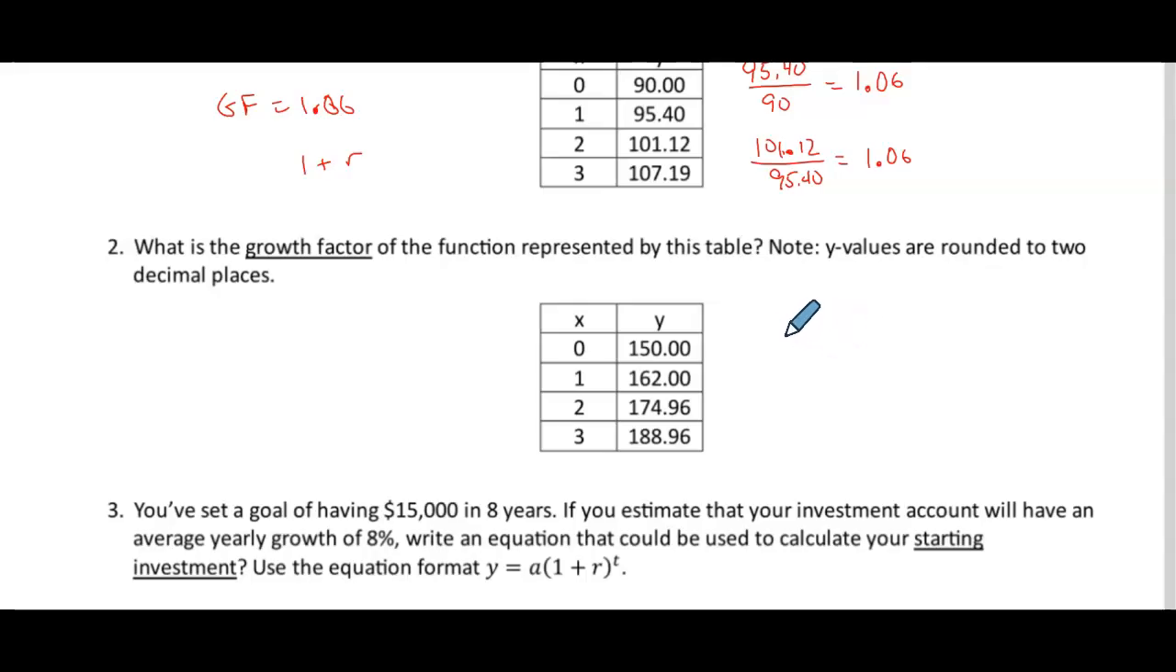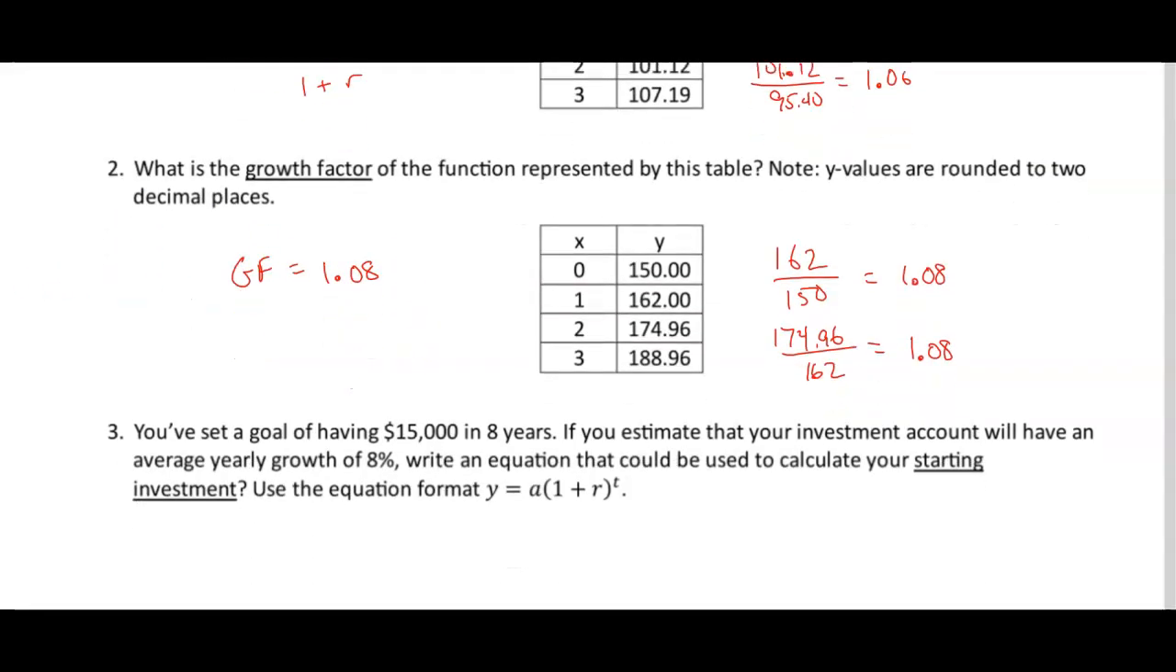So I want to do the same thing, 162 divided by 150. And that comes out to 1.08. Just verify it, 174.96 divided by 162. And that is also 1.08. Okay, so my growth factor this time is 1.08, which implies an 8% rate. If I needed to know the growth rate, I would say 8%.